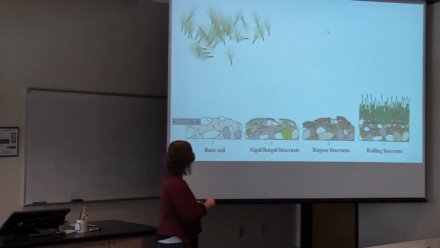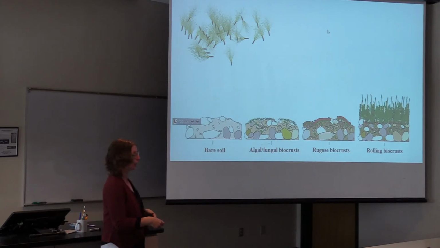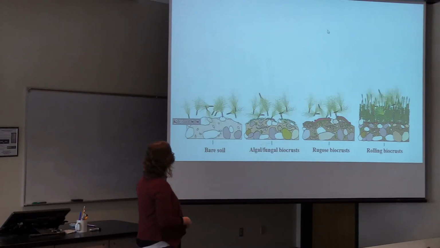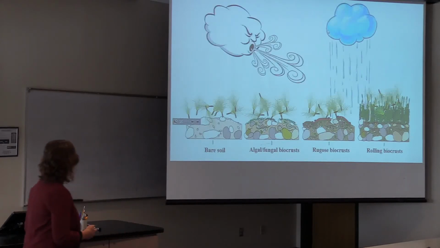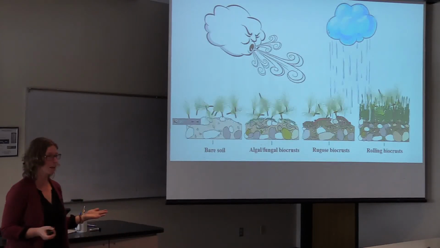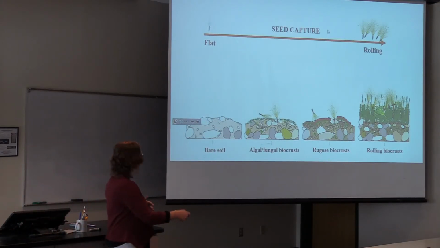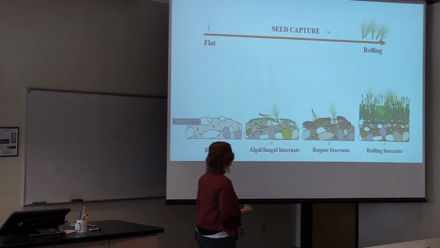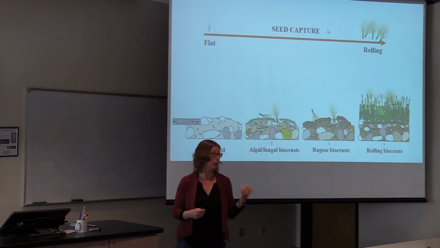And so with this cartoon I have here, we have seeds coming into a hypothetical environment that has bare soil and different kinds of biocrust with different topographies, right? The seeds can land on all these topographies. That's no problem. But once the wind and the rain comes along, many of those seeds will be blown away. But when we have these more complex topographies, like occur with these rolling biocrust or pinnacled biocrust, more of the seeds are captured. And the seed morphology can play a big part in that.